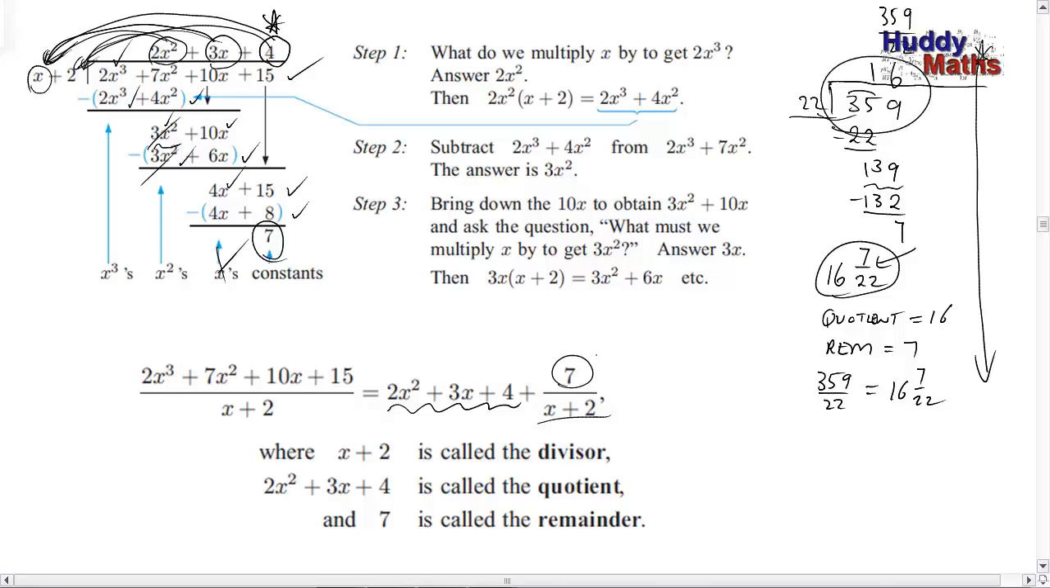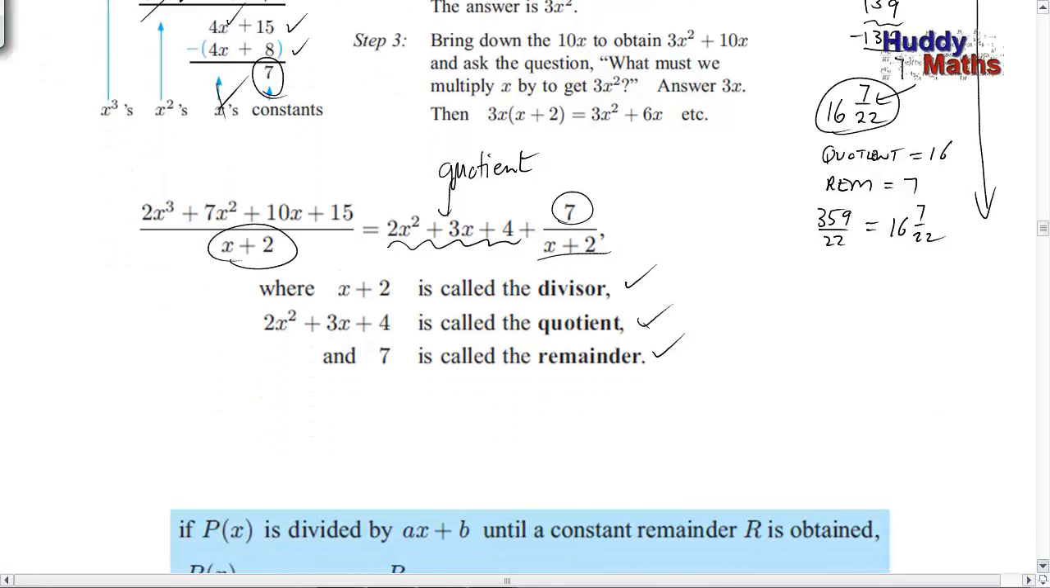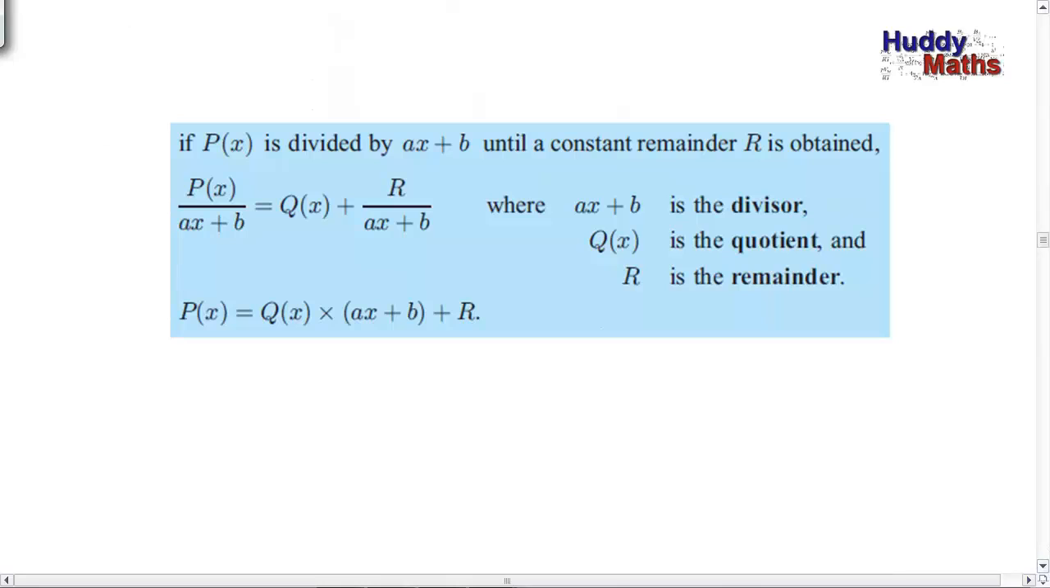Anyway, so x plus 2 is called the divisor, the thing we're dividing by. This is called the quotient, the number of times the expression goes in completely, and r is called the remainder. So it's very, very important to be able to write the expression in that broken down form, and we're going to have a look at that now. So come down here and let's have a look at this form now.